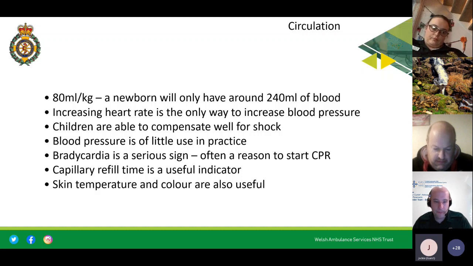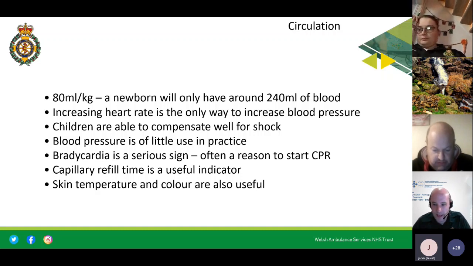Bradycardia is a serious sign, and is often the main reason for us to start CPR. Cap refill then is really useful. Like I've said, if you can't get a pulse rate in a child, it's really hard. If you can't find a radial, often you have to go straight for the brachial. And again, it's really hard to count because it's normally a lot faster in a child. So if you can't, then you can rely on cap refill.